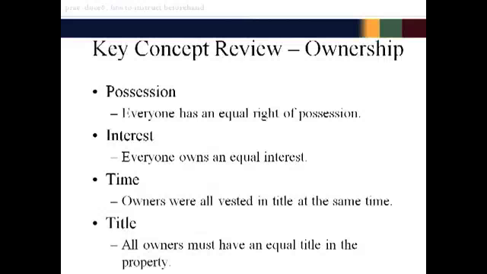At that time, the owners were all vested in title at the same exact time. If you had a joint tenancy with three owners, and one of the owners sold their third share to someone else, the original two owners would still own their interest as joint tenants. So if owner A or owner B died, the other one would get their shares.